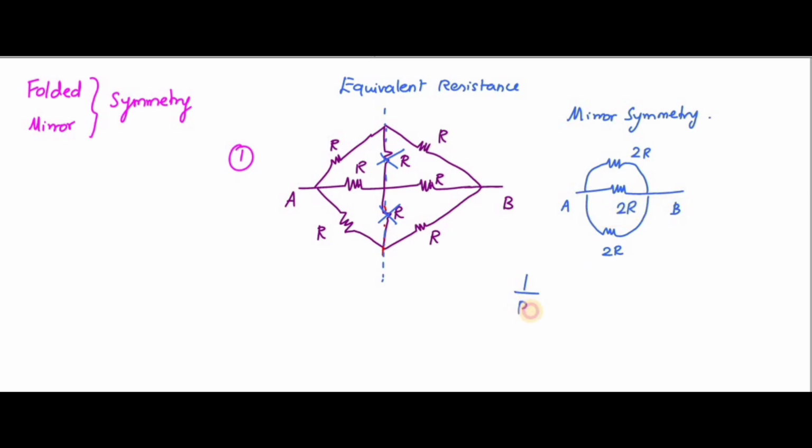So what is the equivalent resistance? 1 divided by R equivalent is equal to 1 divided by 2R plus 1 divided by 2R plus 1 divided by 2R. So this I can write as 3 divided by 2R. So R equivalent is equal to 2R divided by 3.